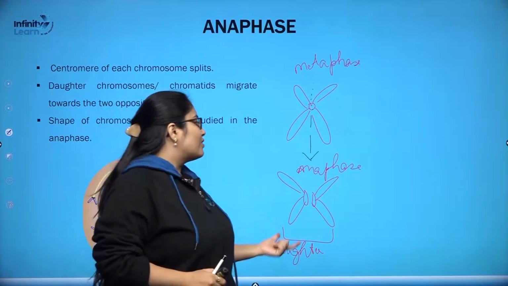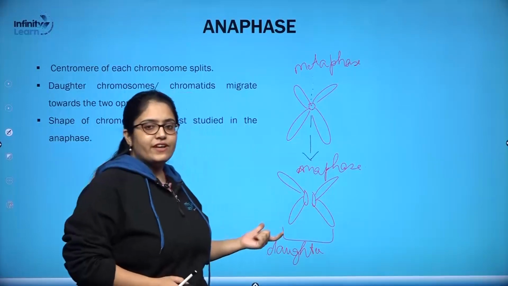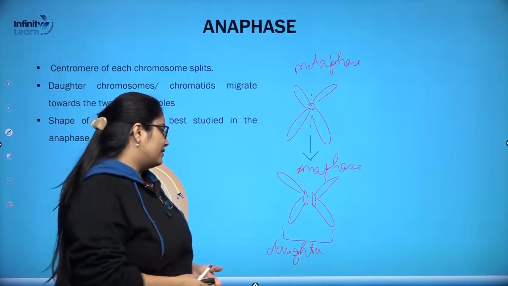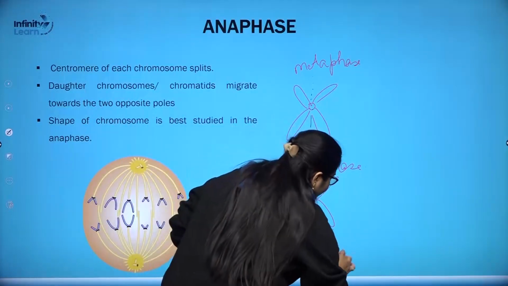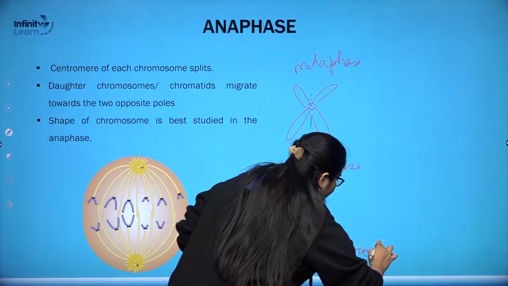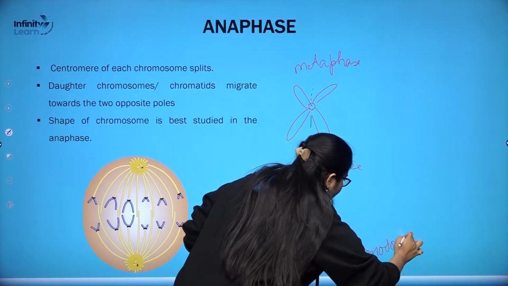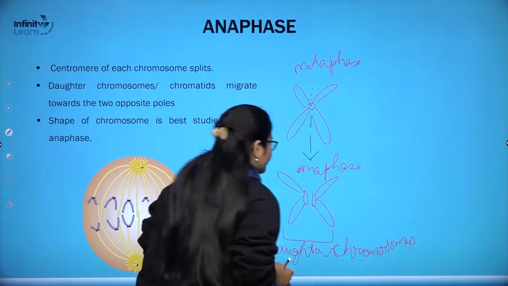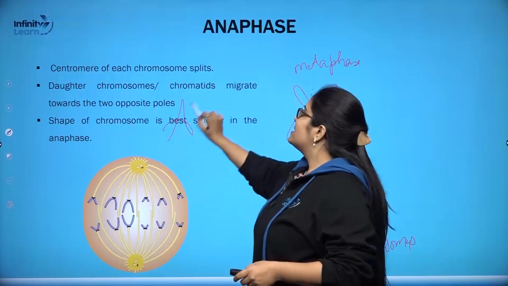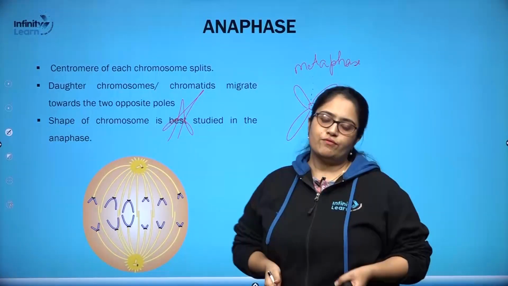But when we talk about an anaphasic daughter chromosome, it will have only single chromatids. So these are daughter chromosomes. Next, also remember, this is the best stage to study the shape of the chromosome.